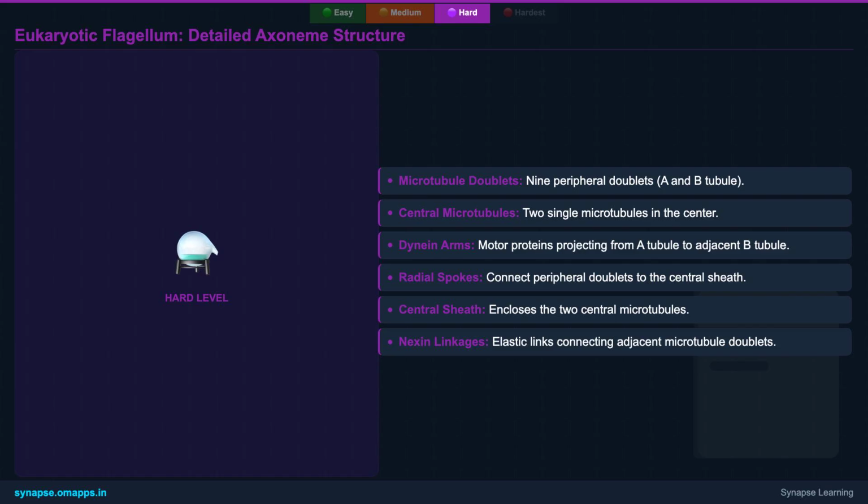Radial spokes connect the peripheral doublets to a central sheath, providing structural integrity. And Nexin linkages act as elastic bridges between adjacent doublets, ensuring that the sliding motion caused by dynein is converted into a precise bending, not just free sliding.